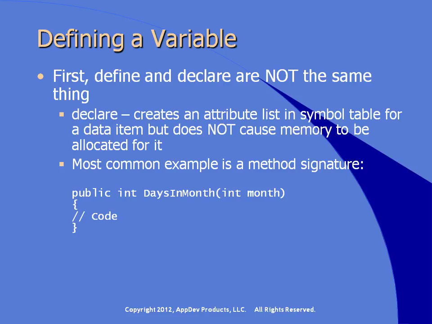By the time this method is called, that variable named month already exists on a stack, and the only reason that we even have that in the symbol table is so the compiler knows how many bytes to grab off the stack and call it month. Memory has already been allocated. So it's simply to create an attribute list to let us know information about what month is. It serves no other purpose.